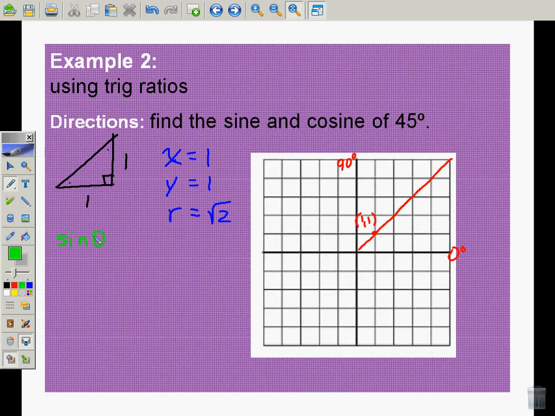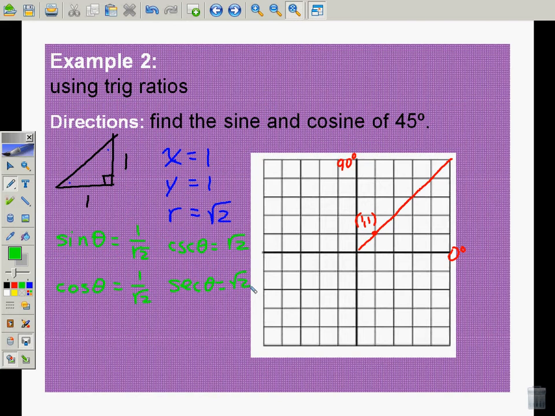Sine theta is equal to y over r, 1 over square root 2. Cosecant of theta is equal to square root of 2. Cosine of theta is equal to x over r. So 1 over square root of 2. Secant of theta is square root of 2. We've got tangent next. But what is our question asking for us?